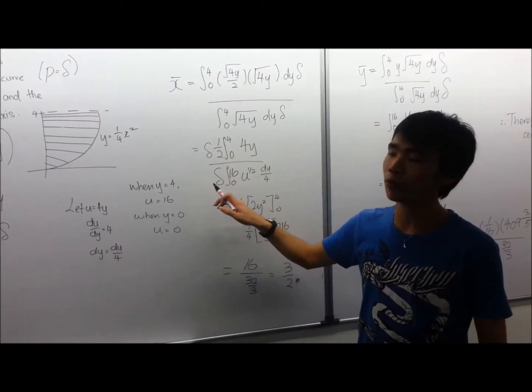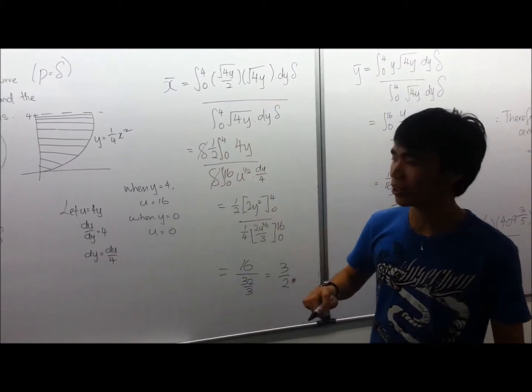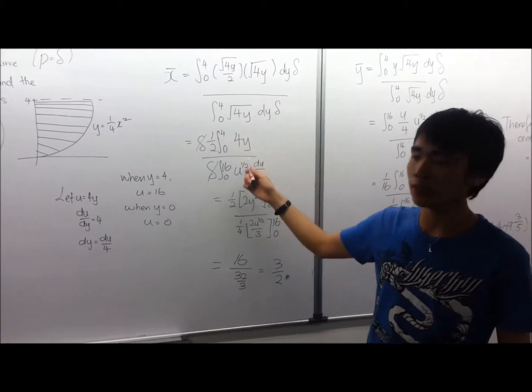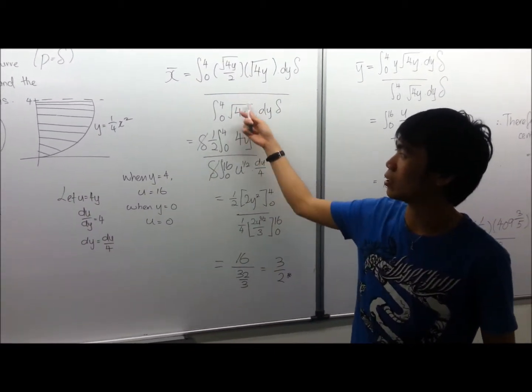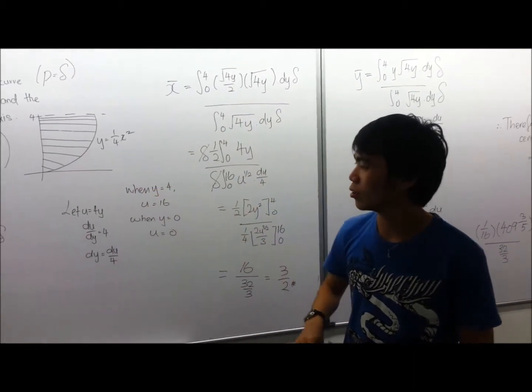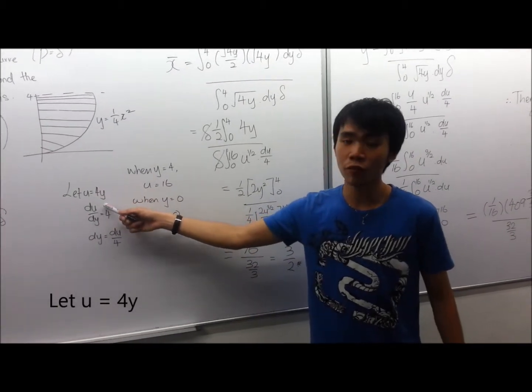So, you don't have to worry much about the constant. There you go, it's gone. Well, for the denominator in this case, it's quite complicated because we can't just integrate this part right away. So what I did was the substitution method, which was getting u to represent 4y.